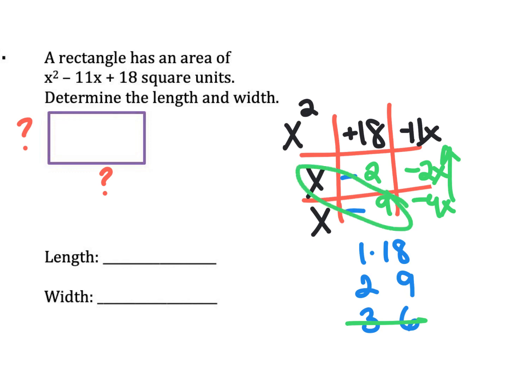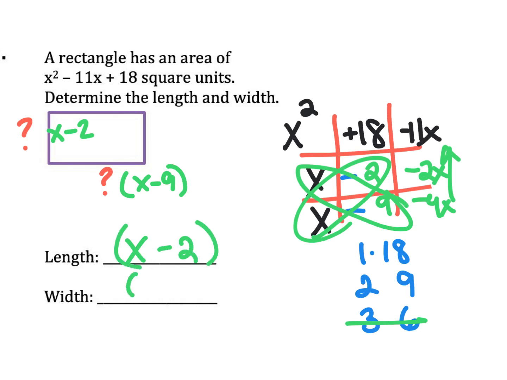So one factor is x minus 9, so maybe that's the length, and the width would be the other one, x minus 2. Now, does it matter which one you call length and which one you call width? No, it really doesn't. Because if you turn a rectangle, what you called the length will switch to the width.